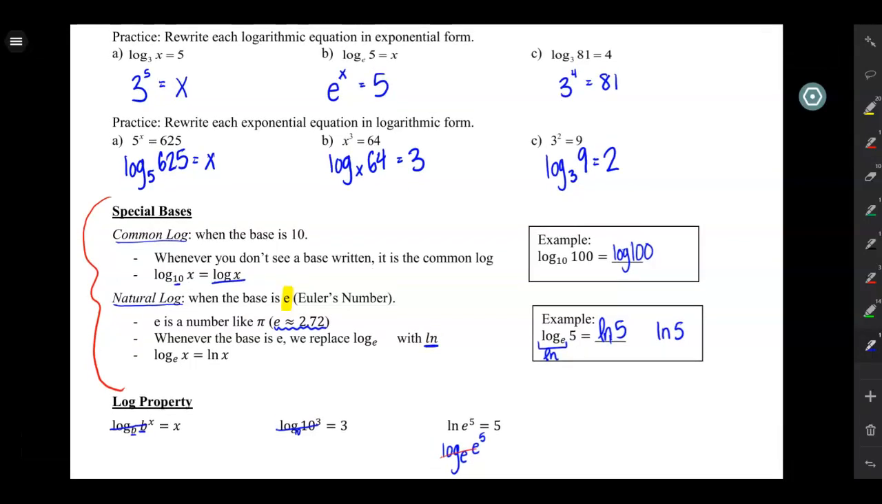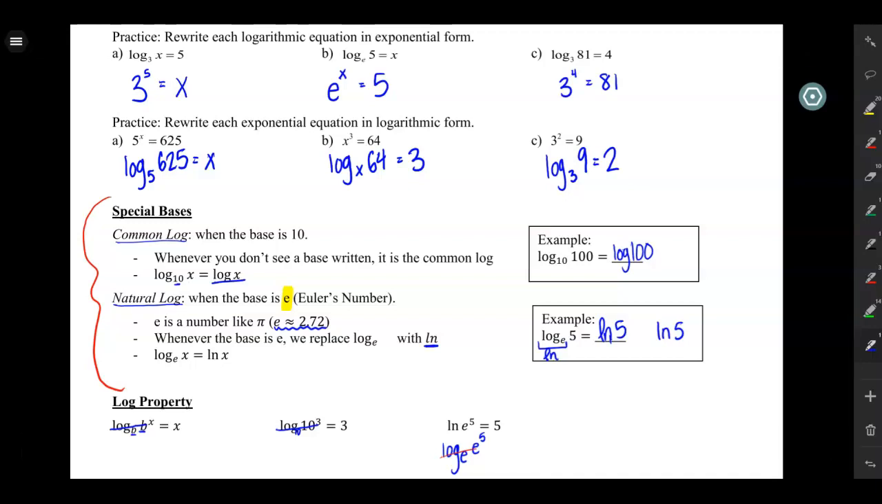So big takeaways from this page of notes is first, how to convert between exponential and logarithms. Second, these special bases, so the common log and the natural log. And then third, this property down here.